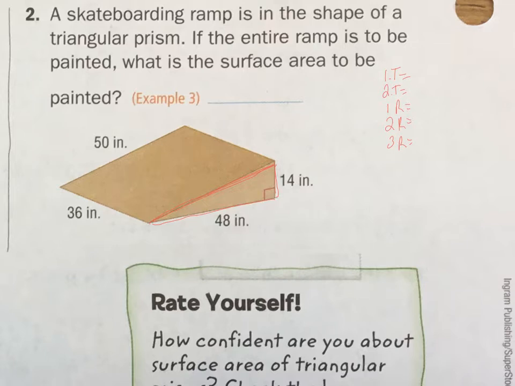Okay. So 1/2 times 48 times 14. And that is going to get me, I know 1/2 of 48 is 24 times 14. So if I do 24 times 14, it gets me 336 inches squared. Okay, so one triangle is 336 inches squared. Another one is 336 inches squared. Because they're the same, now we have to do our rectangles.